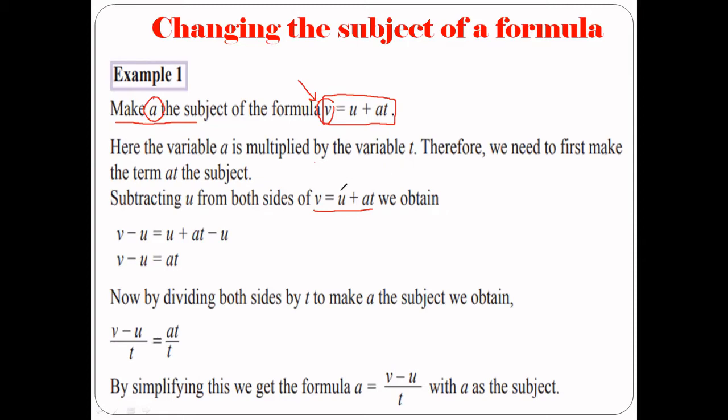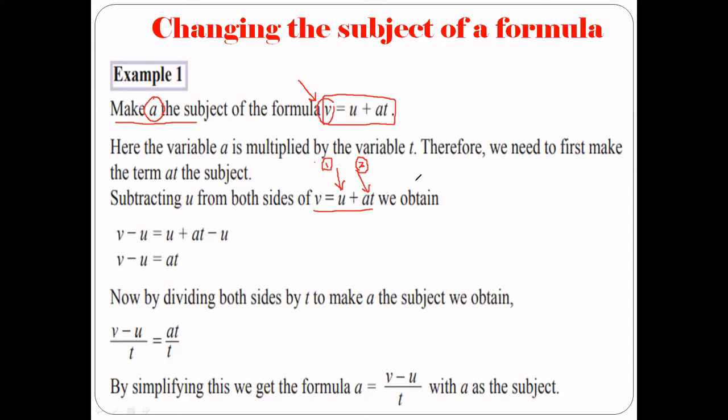So this U is one term. What about AT? A and T are combined, that is the second term. So there are only two terms on the right hand side: one term U, the other term AT. So you have to remove them one by one. You have to remove terms.